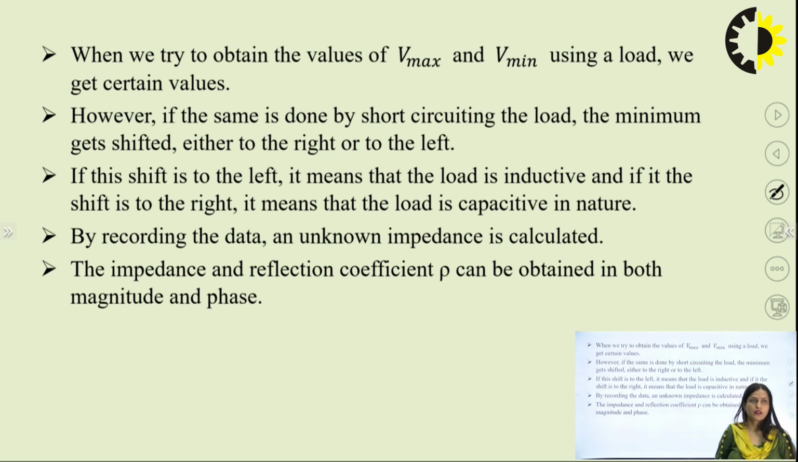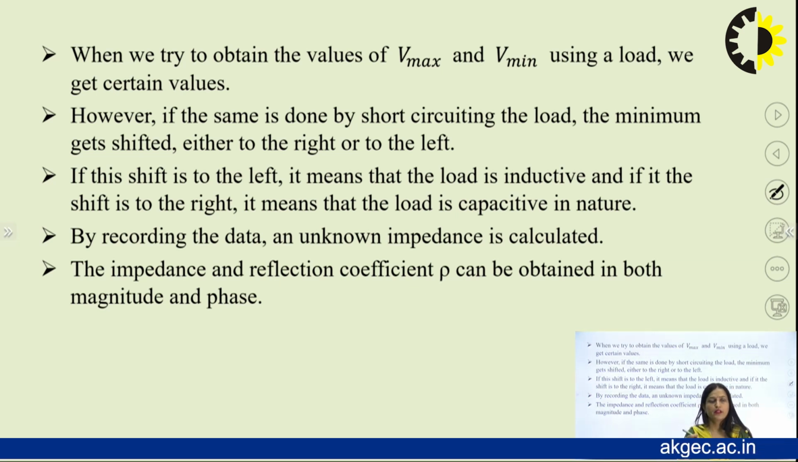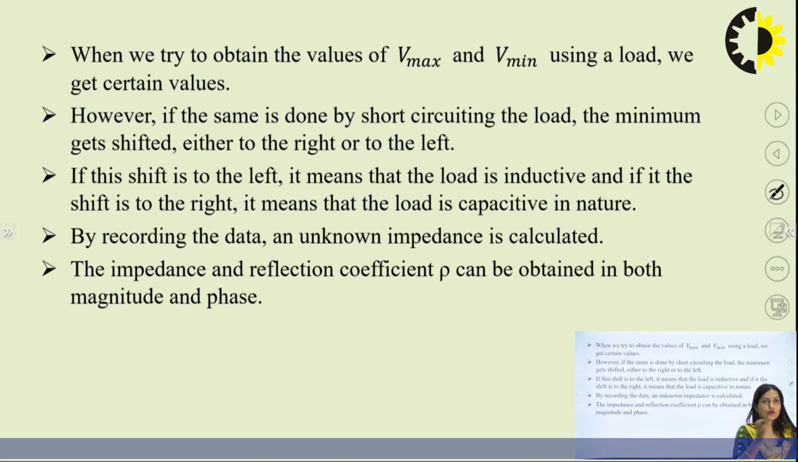So when we try to obtain the values of Vmax and Vmin using a load, we get certain values. However, if the same is done by short circuiting the load, the minimum will get shifted either to the left or the right. So we have to take one reference, either Vmax or Vmin, right? From this reference we will find out whether the waves are shifted to the left or right.